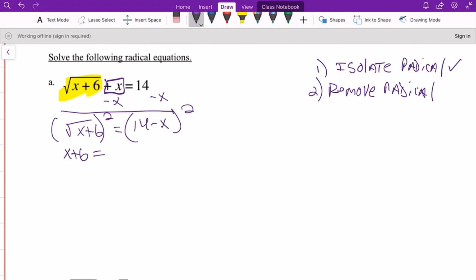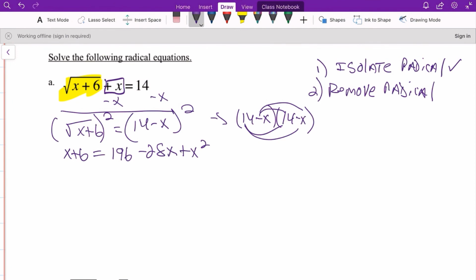But on the right side, we've got a binomial, and we have to square that. So this is basically going to be 14 minus x, if I do it to the side, times 14 minus x. And if we go through the whole process of multiplying everything out, what we're going to be left with on the right side is 196 minus 28x plus x squared. Okay? And again, this example is a little bit more complicated than the one I had done before. So this is what we're left with.